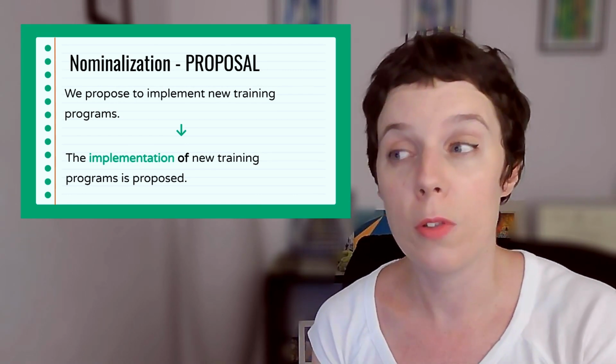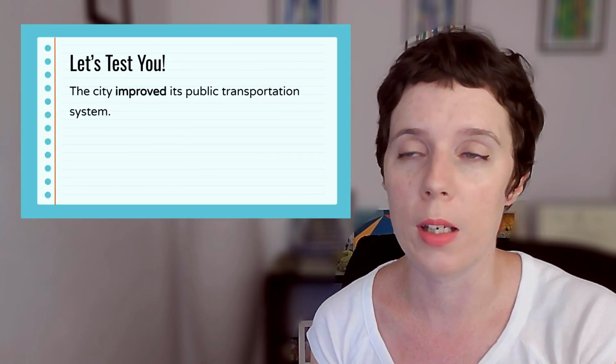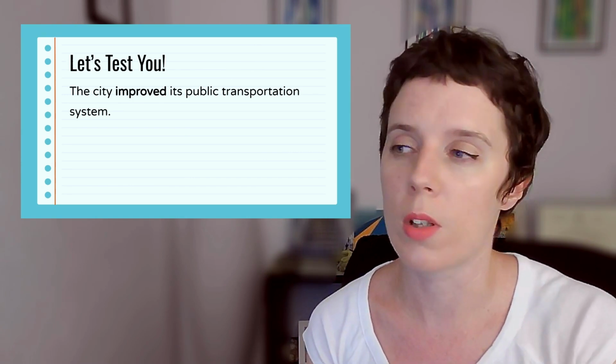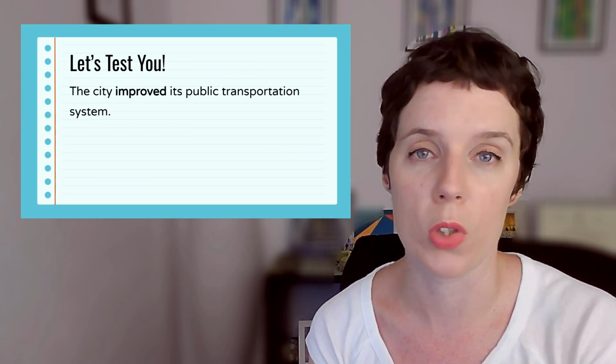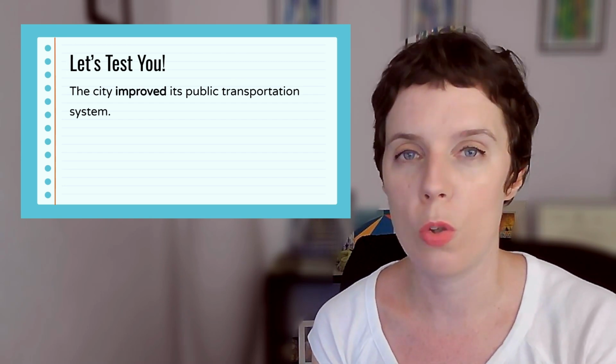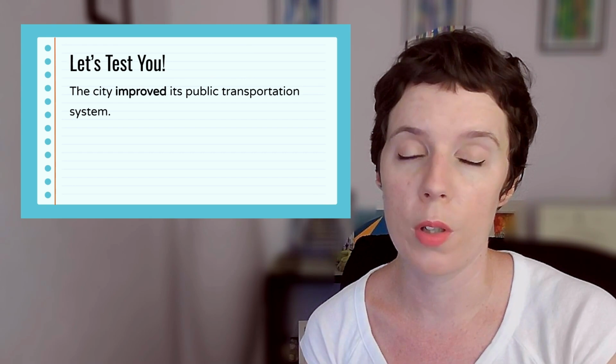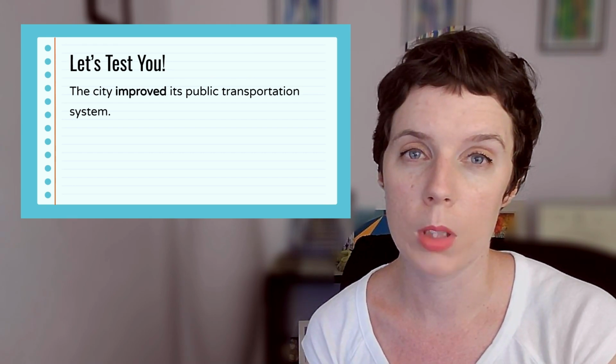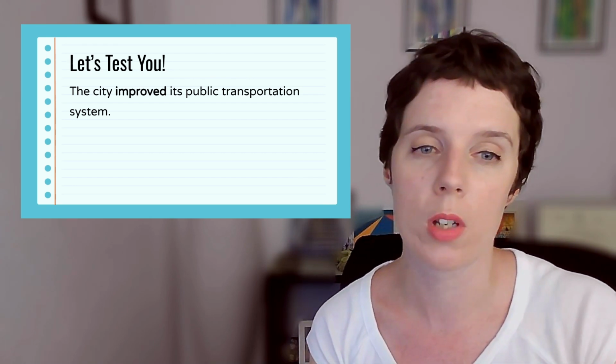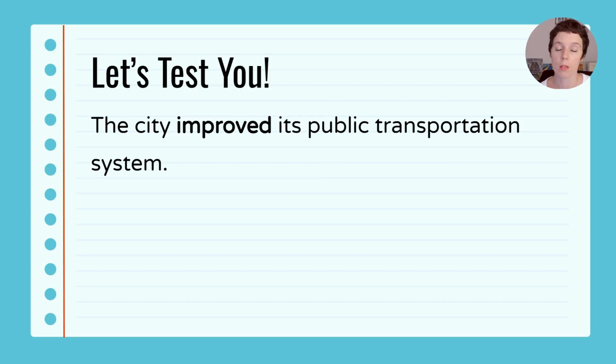All right, let's see if you can do it now then. Let's test you quickly with nominalization. If you've got "The city improved its public transport system," how could you make this sentence more formal by changing the verb improved to a noun? I'm going to give you maybe 10 seconds. You can write a sentence in the comments and I'll correct you as well. Have a think. Change this sentence to be something more formal by using a noun instead of a verb for improve. You've got 10 seconds, off you go.